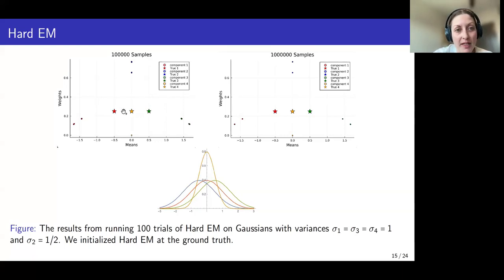But what's a little more interesting to me is that we seem to see two types of convergence behavior here. You can see here, I guess this blue star is under the yellow star because they have the same weight and mean. But it looks like this red component converges either to this mean and weight or this one, and similarly with some of these other ones.